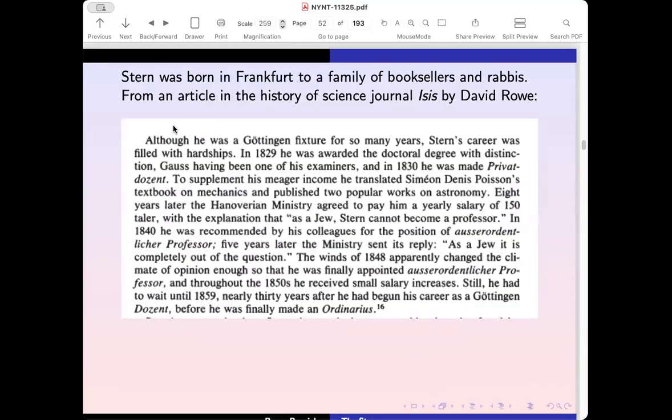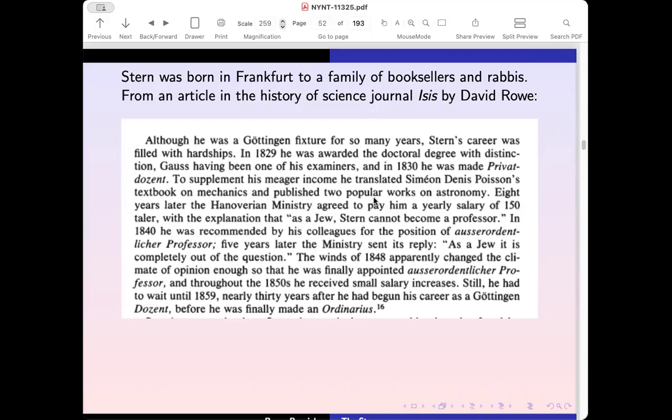He was born in Frankfurt to a family of booksellers and rabbis. I hope you can read this article. I'll sort of summarize it. In 1829, he was awarded the doctoral degree with distinction at Göttingen, Gauss having been one of his examiners, and he was made a private docent. He translated books. He wrote popular books.